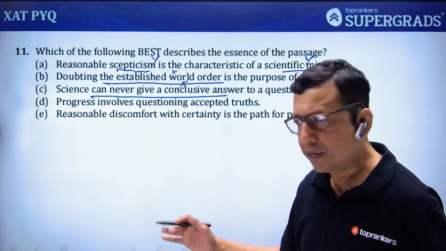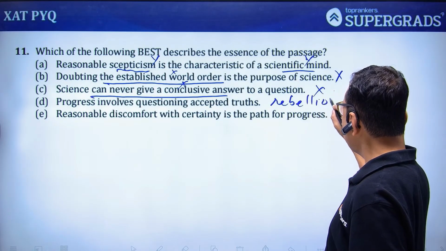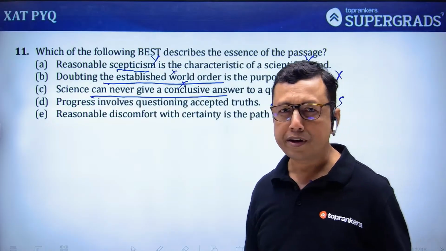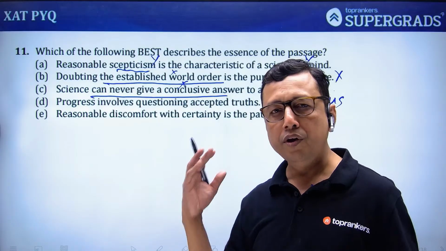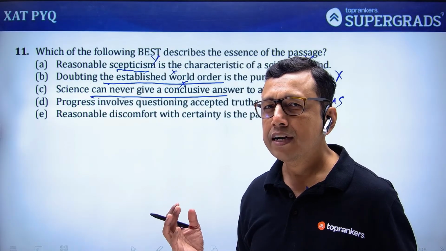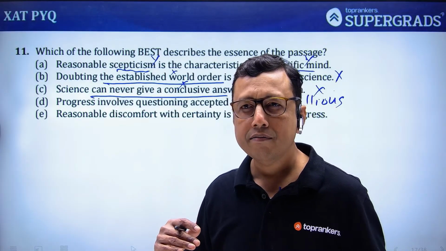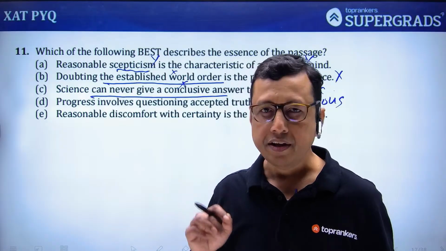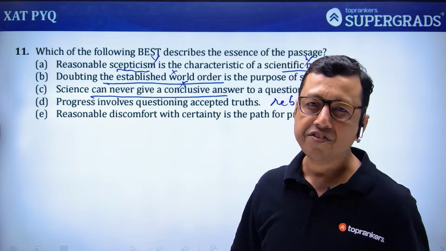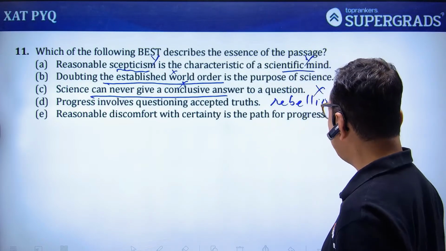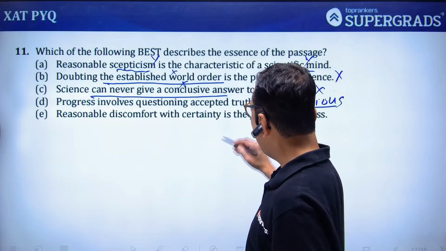Progress involves questioning accepted truths. What does this option mean, right? If I say this option is sort of rebellious, the idea is rebellious. Established truths को आप question करोगे, accepted truths को question करोगे, तो वहीं से progress आएगी. But the passage talks about skepticism and doubt, uncertainty. It doesn't talk about progress by questioning the accepted truths. It's out of scope only. Such a rebellious idea is not there in the passage in any case. So this is also gone.